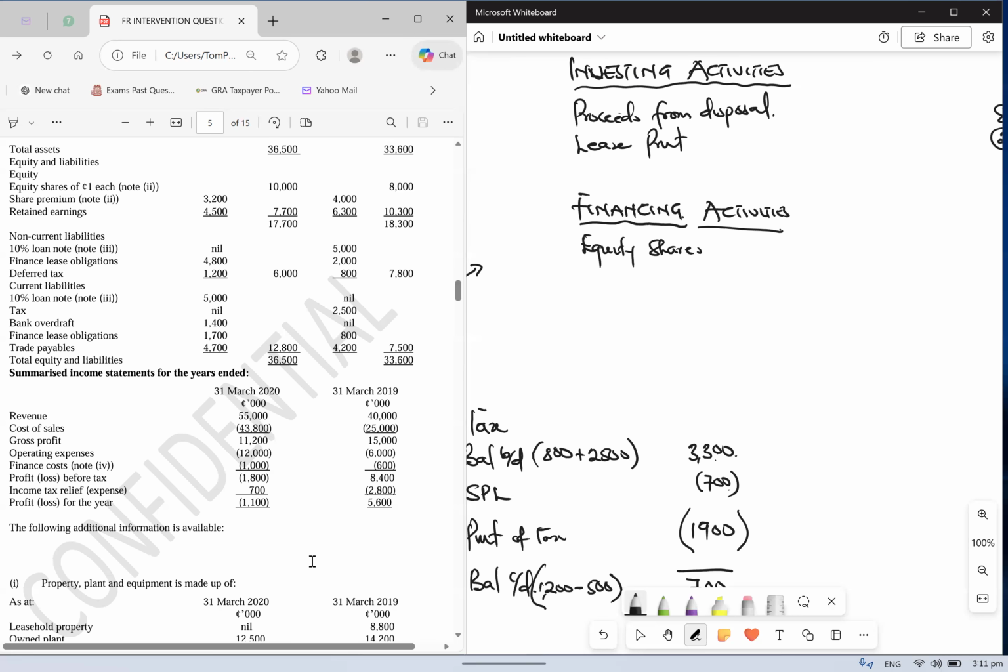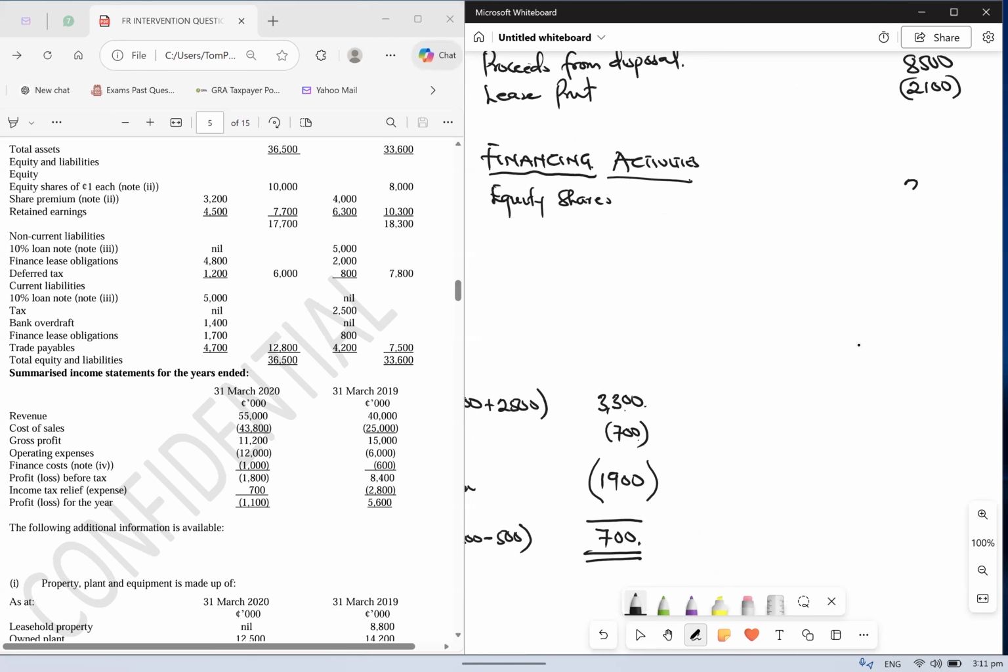So whilst the entity was collecting 2,000 from the issue of shares, as you can see, from 8,000 it moved to 10,000. It means they've collected money. The share premium also communicates that they lost money. It moved from 4,000 to 3,200, meaning that they paid it themselves. It's an outflow in there. That is 800. So that is for the share premium.